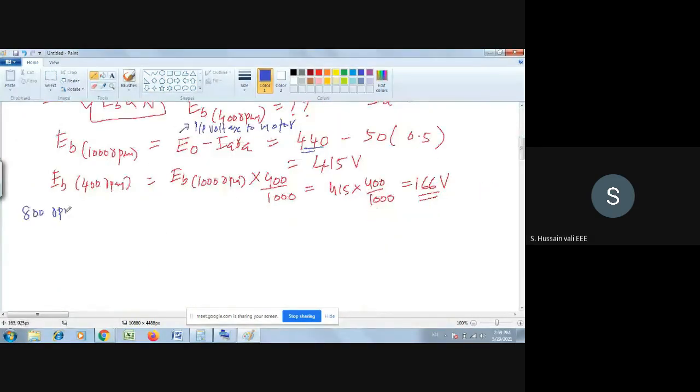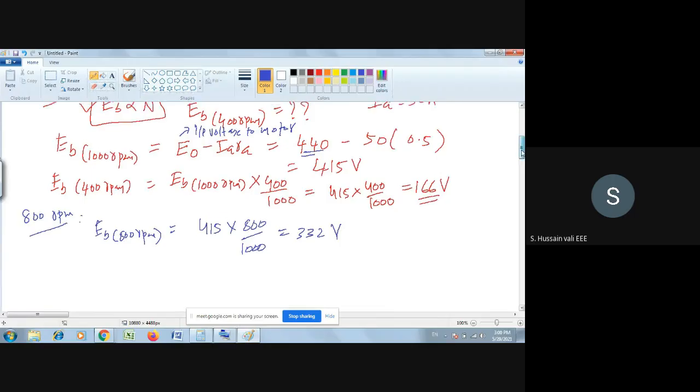We directly find EB here for 800 RPM. How do you do that? EB at 1000 RPM is how much? 415 into 800 by 1000. I think it is double the speed, so 166 into 2, I think 332. Yes, 332 volts. So we got EB as 332 volts.